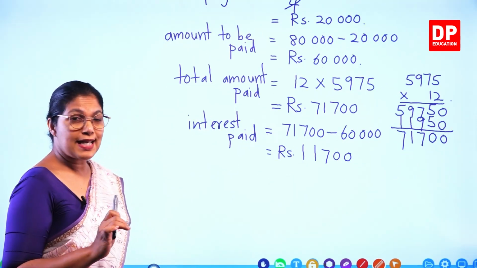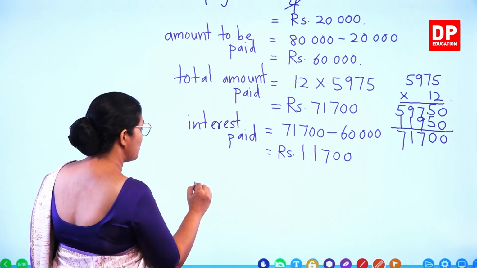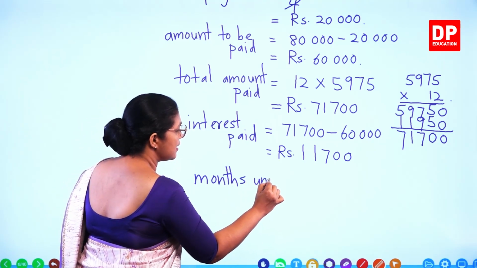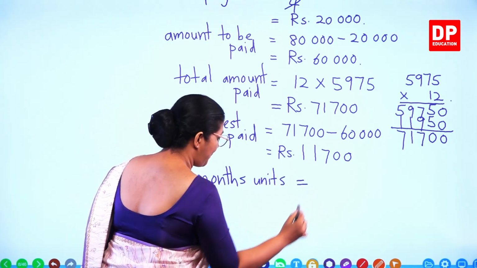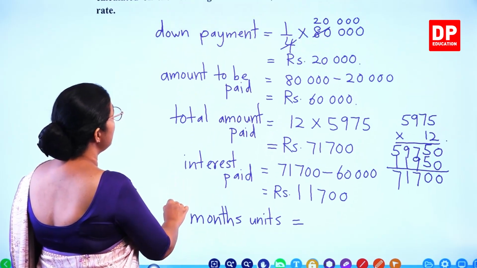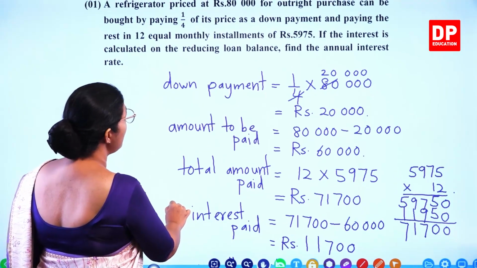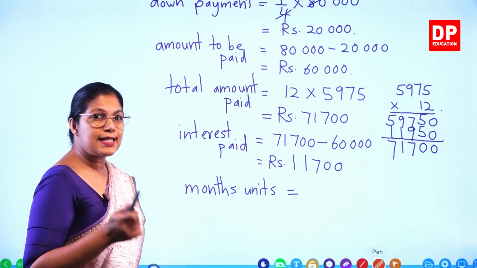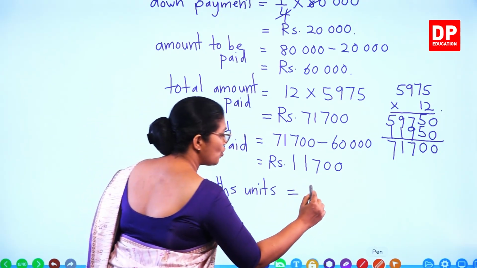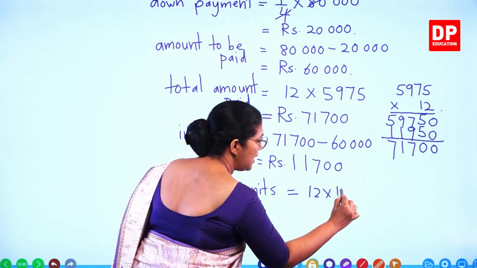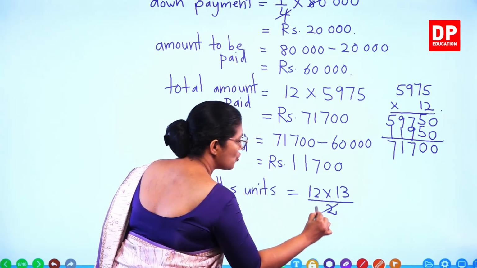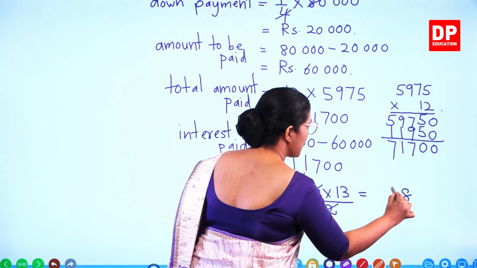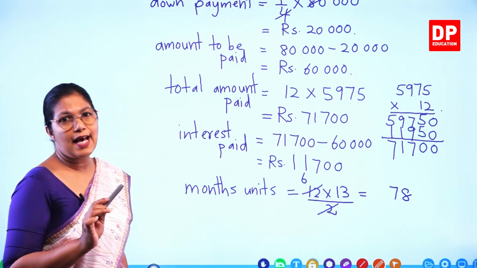How many months units are there? Then we will calculate months units. So how many months units are there? So let's take, it says 12 equal monthly installments. So how you find out months units? n into n plus 1 divided by 2. So 12 into 13 divided by 2. So 2 times here 6, 6 times 13, 78 months units are there.